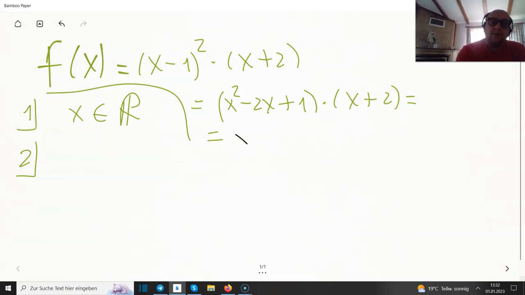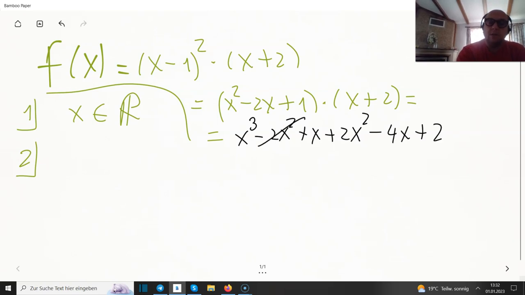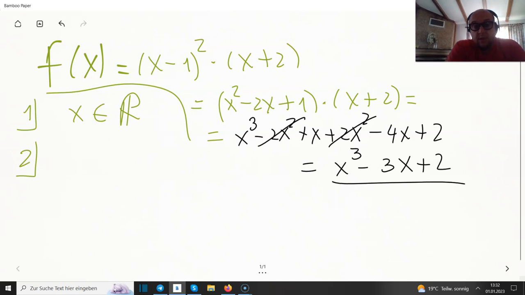We have x cubed minus 2x squared plus x plus 2x squared minus 4x plus 2. This is gone and this is gone. We get x cubed minus 3x plus 2, and that's it. So do we have just odd powers? No, we don't, because of the 2 times x to the power of 0. So this function isn't symmetric with respect to the origin, but it would be symmetric with respect to the point 0, 2. Let's keep it in mind.